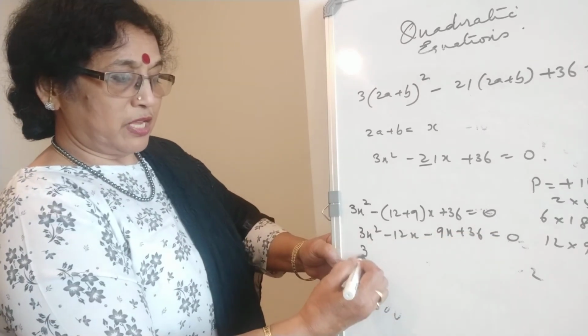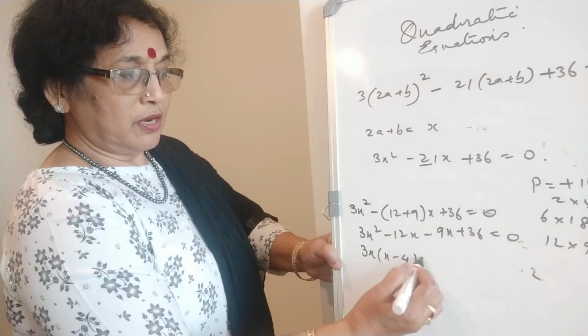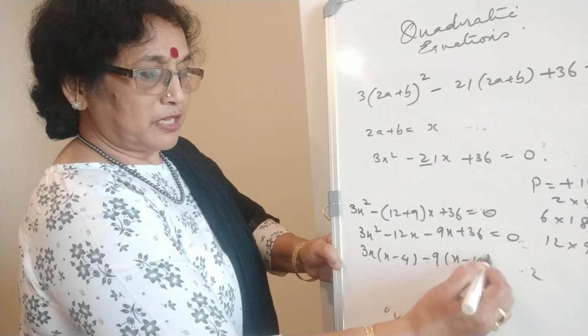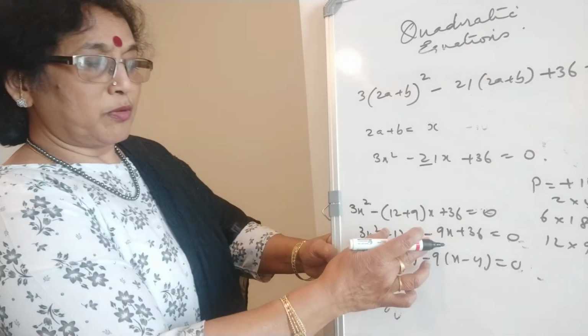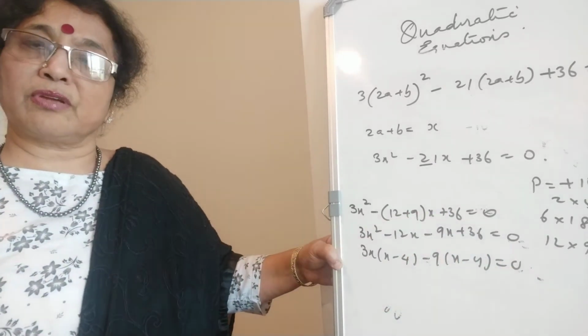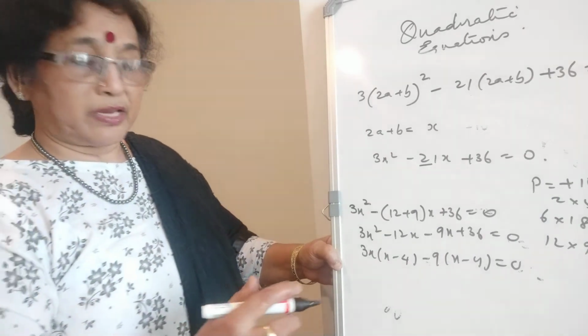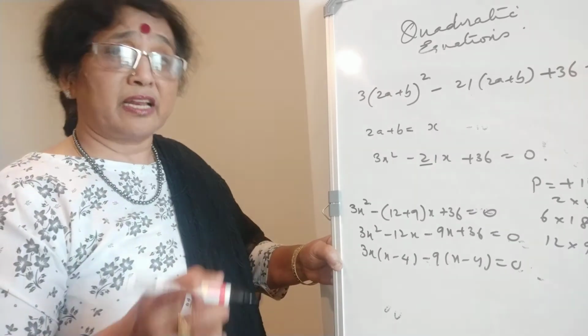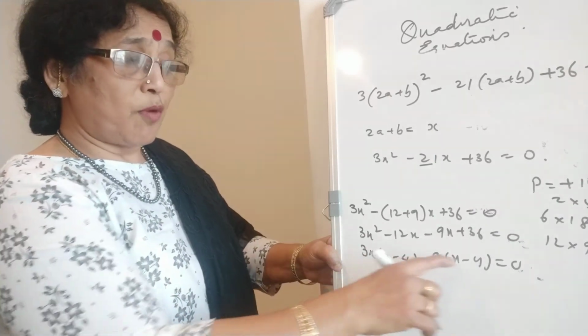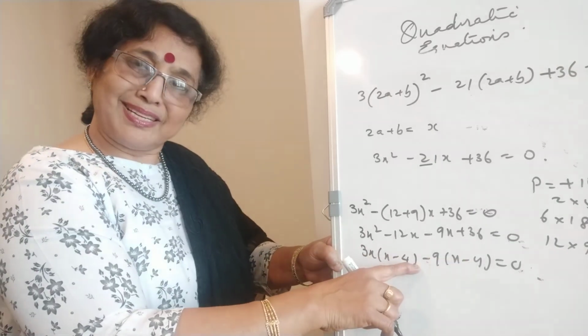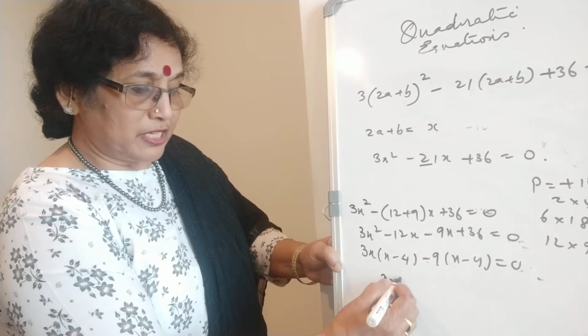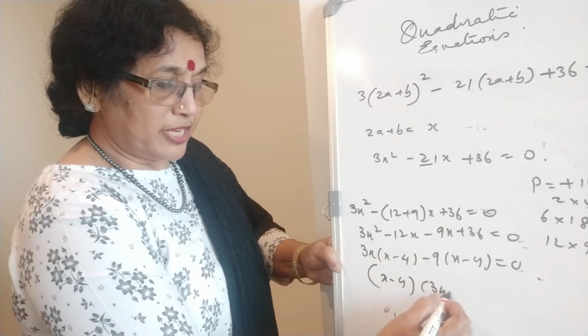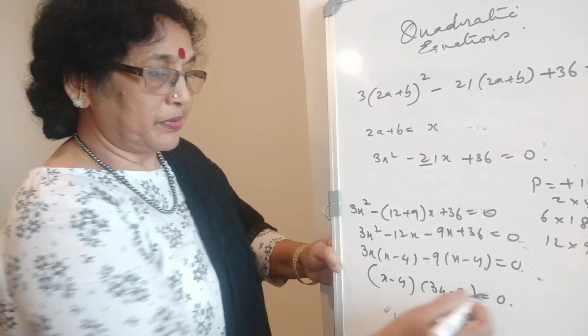So now here, 3x, x minus 4 minus 9, x minus 4. Why did I write this? Because I got minus 9 and a plus 36, so I'll take a minus 9 out. To get x minus 4, if I take plus 9, I'll get 4 minus x. So it is opposite in sign, then you take the minus sign. So x minus 4 into 3x minus 9 is 0.